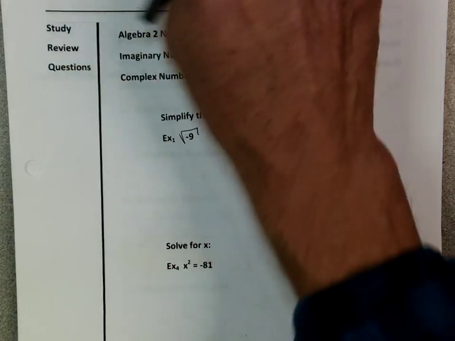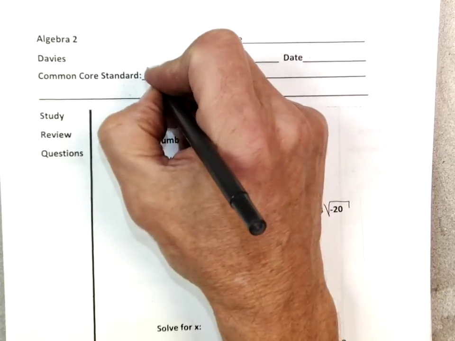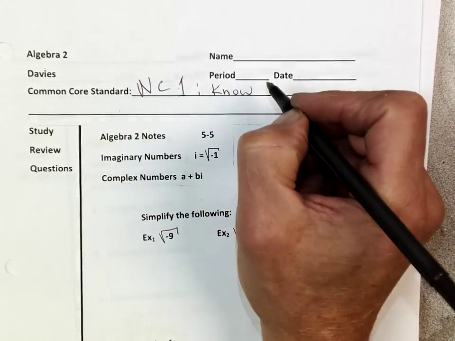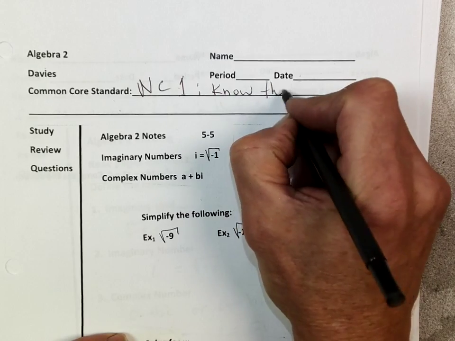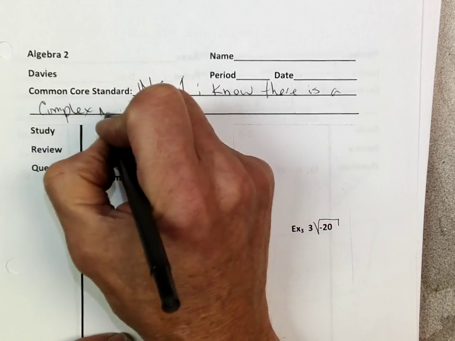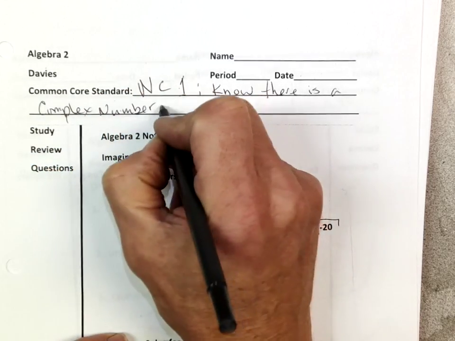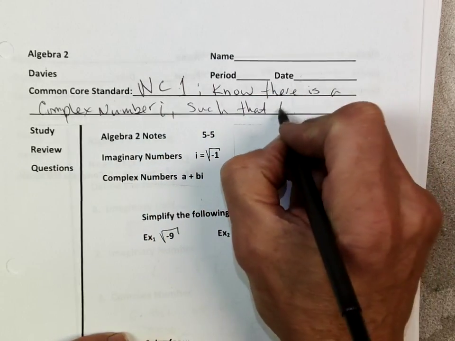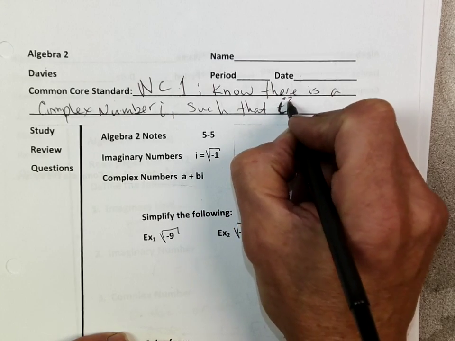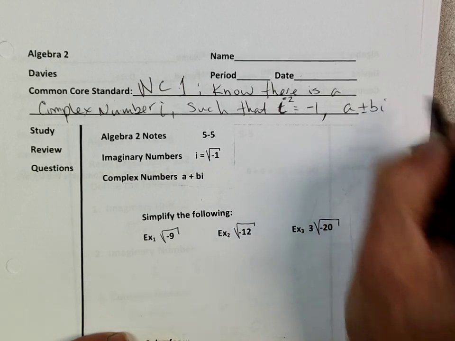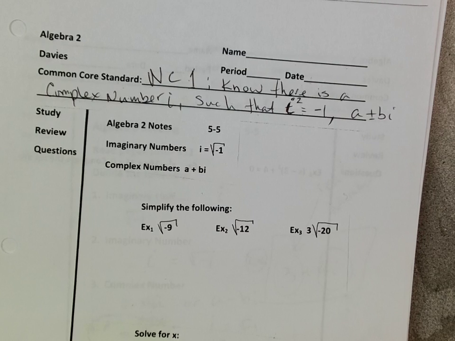All right, today we're going to talk about complex numbers, okay? In the Common Core, it's NC, which stands for complex numbers, 1. It says there is a complex number, i, such that i squared is equal to -1. And we're also going to talk about the complex ones, a plus or minus bi, okay? So that's right out of the Common Core. We have to learn this.